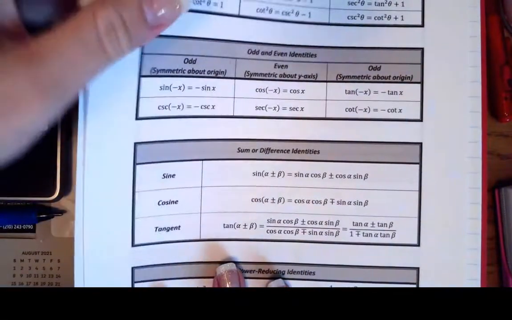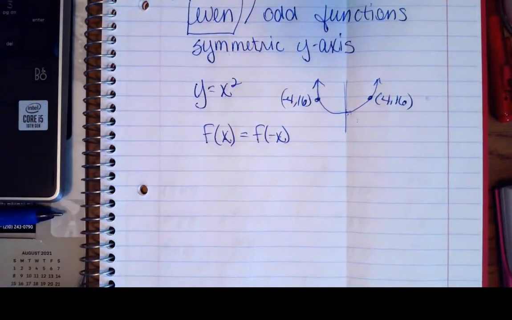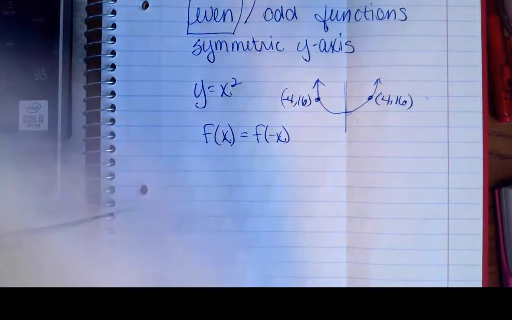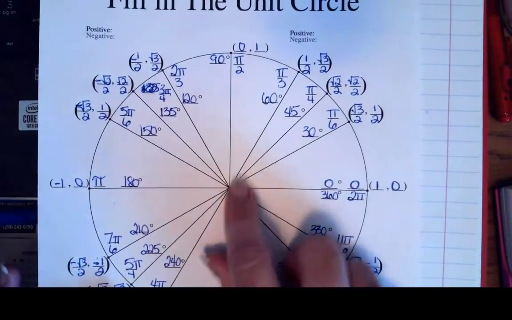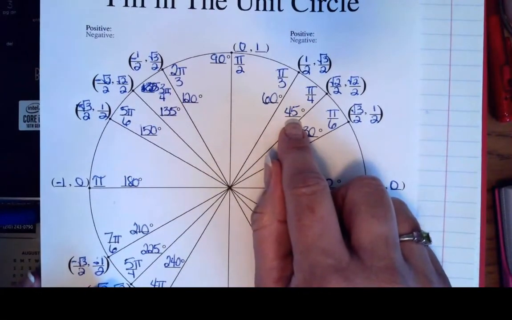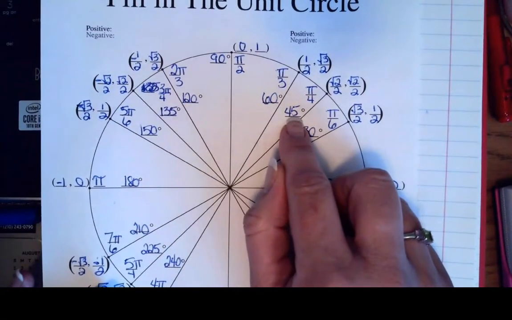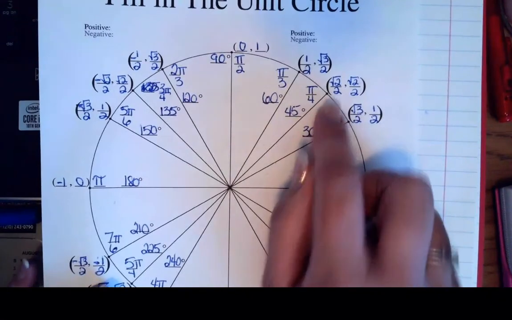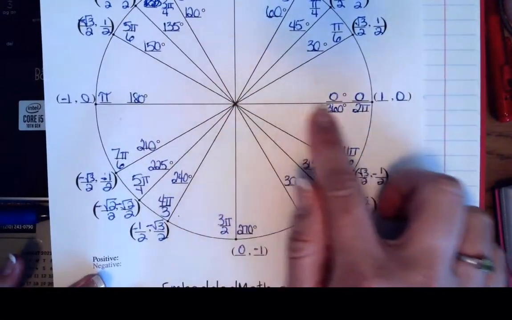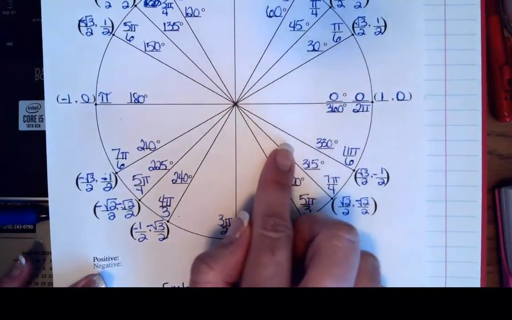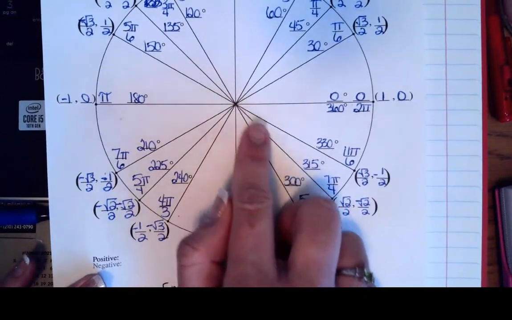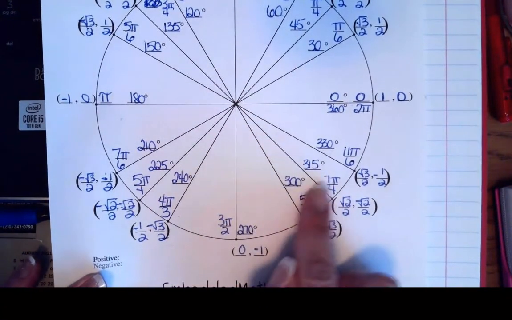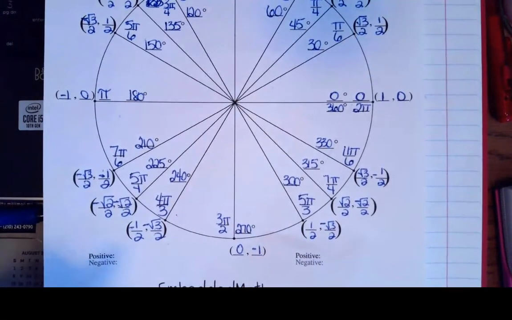So let's think about that for just a second. If I grab my unit circle, and let's just say, what's the cosine of positive 45? Well, the cosine of positive 45 is root 2 over 2. Okay, so let's go to the cosine of negative 45. I'm going to drop down 45 degrees. And the cosine of negative 45 is also root 2 over 2. So your even functions are cosine and secant. Your even functions are cosine and its reciprocal.